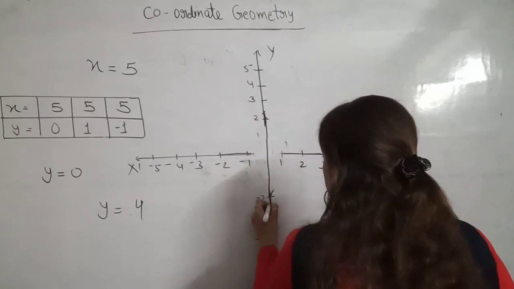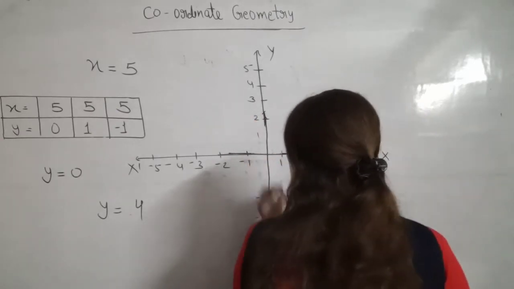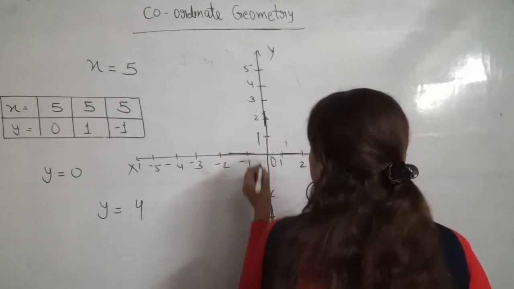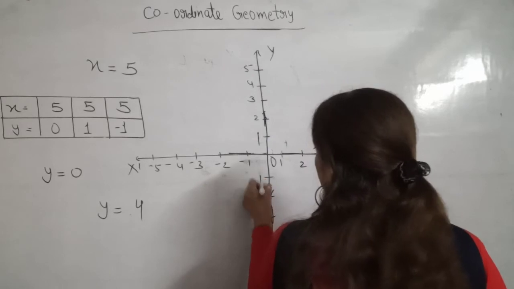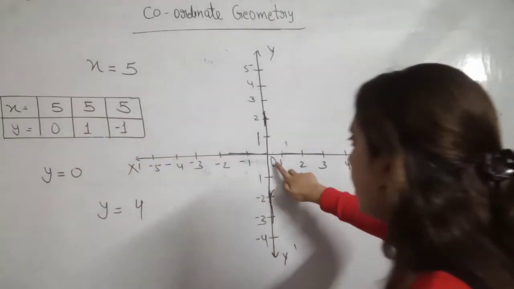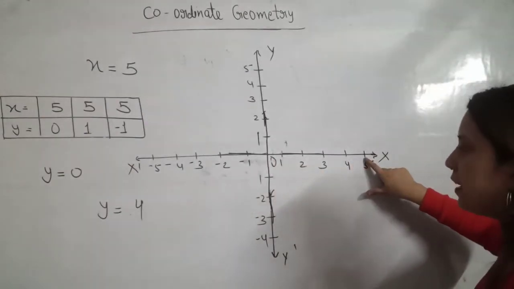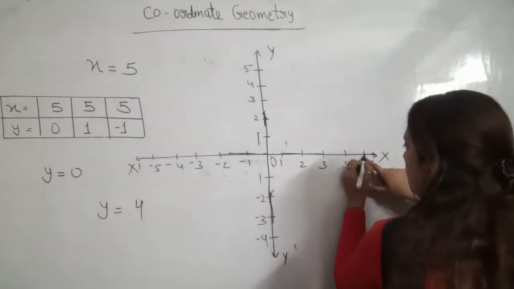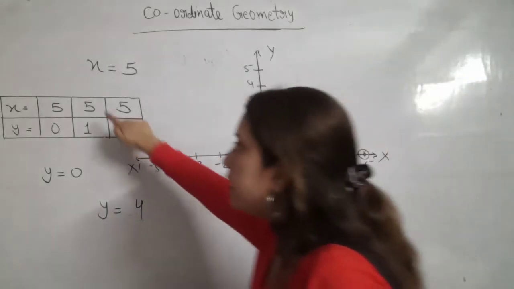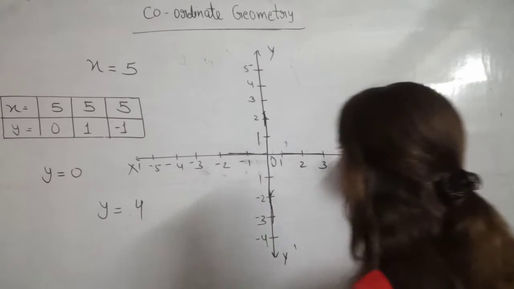This is the x-axis, y-axis, origin. Okay, x is equal to 5, y is 0. The x distance covered is 5 and y is 0. So this is the first coordinate.